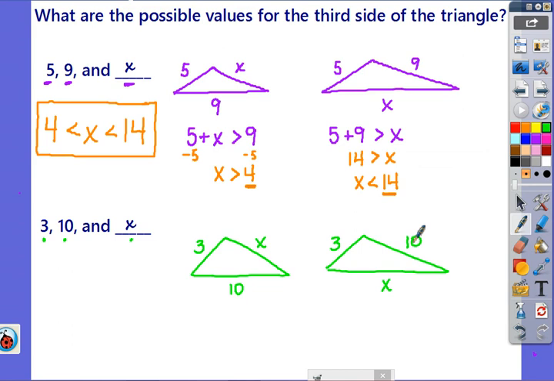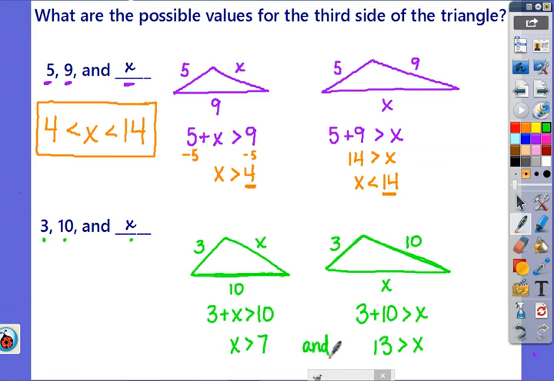So again, if I want a 3 and an x to reach across a 10, the 3 plus x better be greater than 10. If my 3 and my 10 are going to reach across x, my 3 and 10 add up to be more than x. Again, when we solve these, subtract 3, we find out that x is bigger than 7, and 13 better be bigger than x. So that leaves me with numbers between 7 and 13.